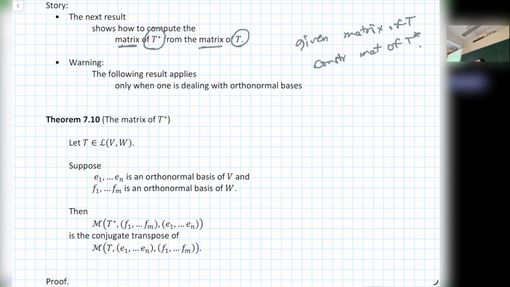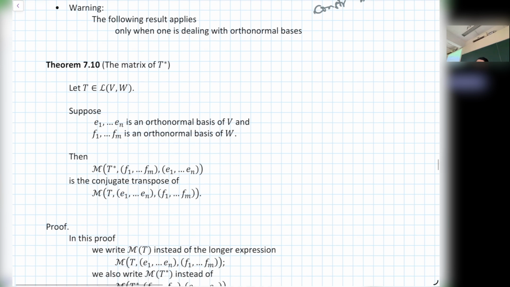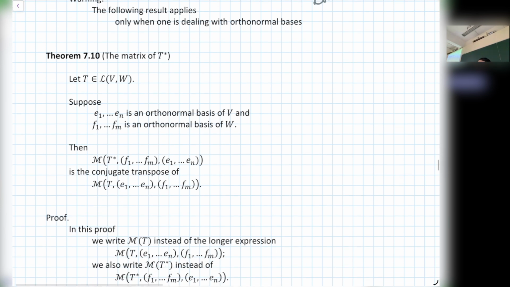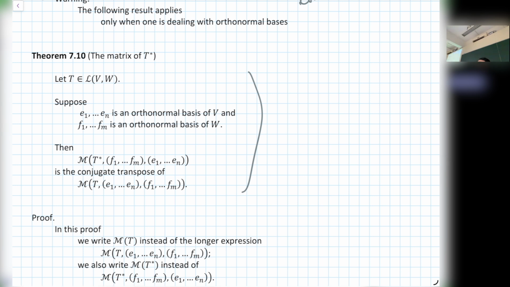Because so far we did it very abstractly, right? We said there's some linear operator, and now imagine you're given a matrix, how would you do it? Here's a very, very cool statement. It's also kind of nice. So let's understand the statement properly. This is theorem 7.10. Matrix of T star.